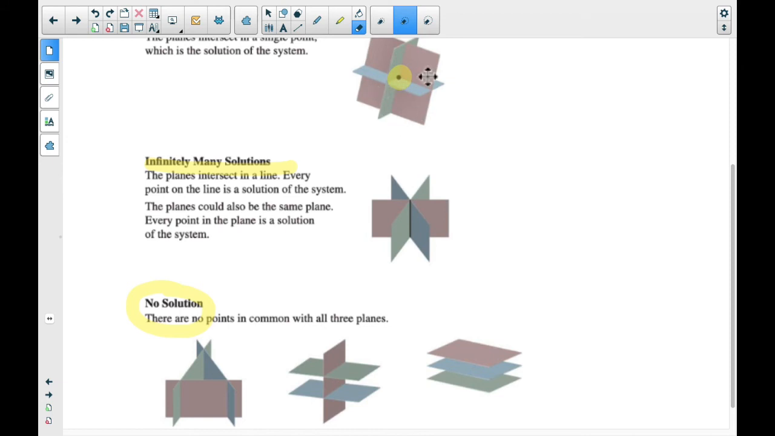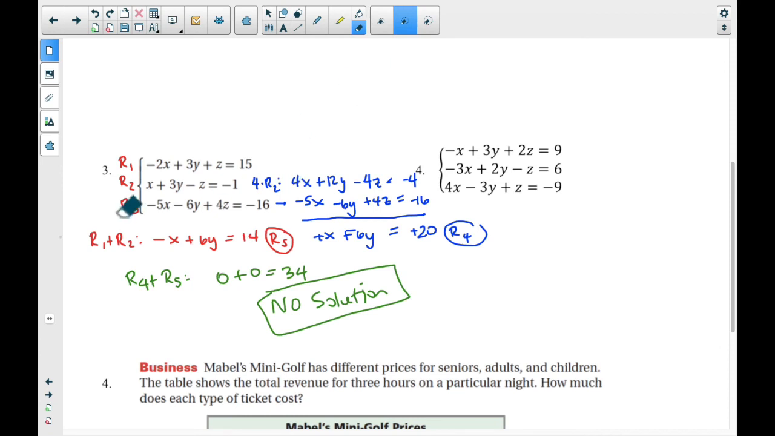They might hit in one place, they might hit in an infinite number of places, or they might hit not at all, where all three of them don't hit each other. So back here on the example that we were just working with, example number 3, I don't honestly know how these would look in a graph, but what I do know is that all three of them are not going to hit each other. It is going to be one of those cases where they don't hit, maybe they're parallel, maybe that little triangle shape, whatever, but they are not going to all hit each other.